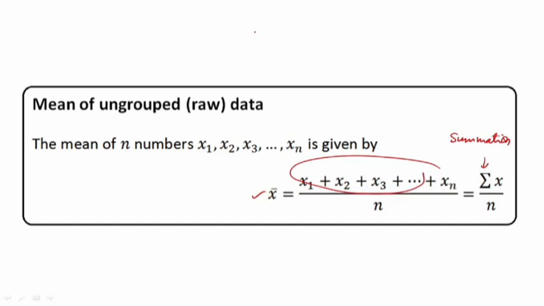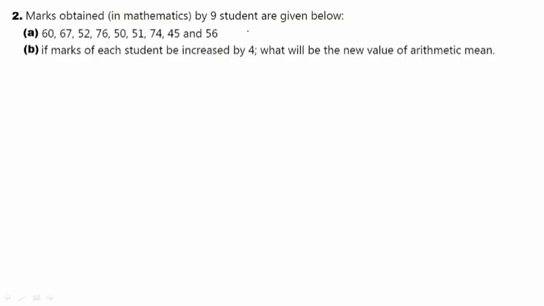The problems that I am going to do today are a revision of what you have done in your class 9 also. The first problem on the screen says: the marks obtained in mathematics by 9 students are given below. These are the 9 marks obtained by the students. I'm sorry, the question is wrong, I guess. So this is not A. Kindly remember, this is not A. Question number A is: find the mean. So let's find the mean.